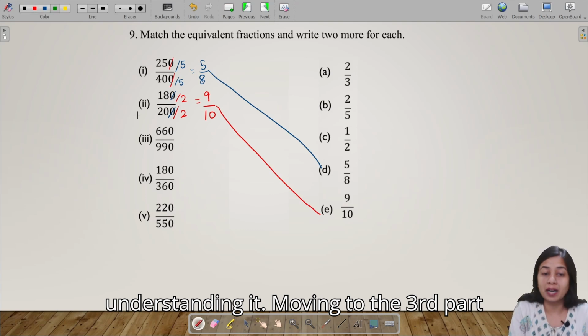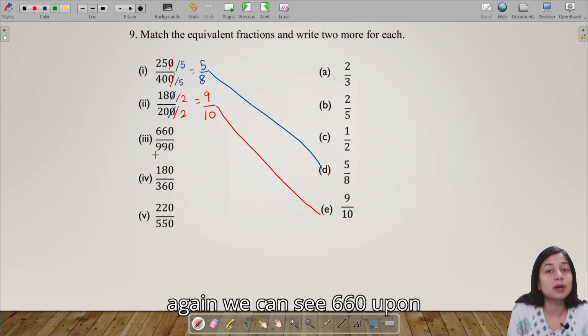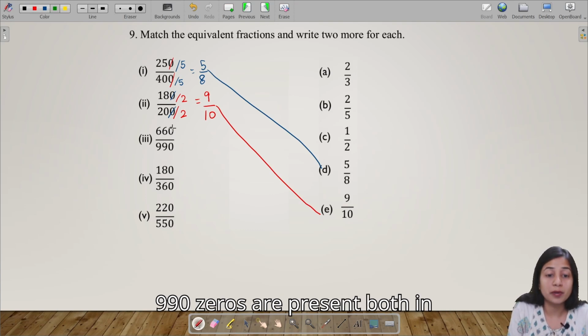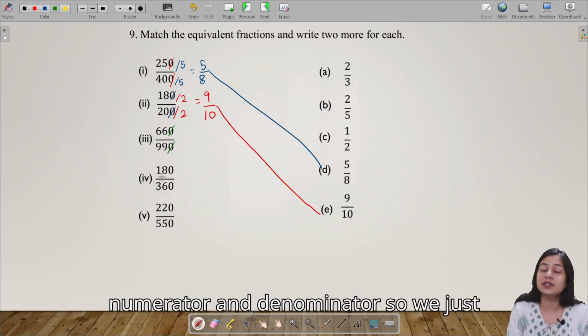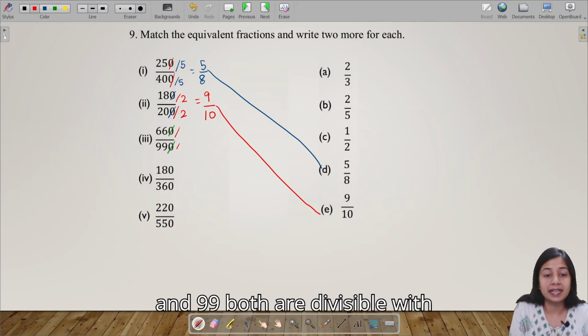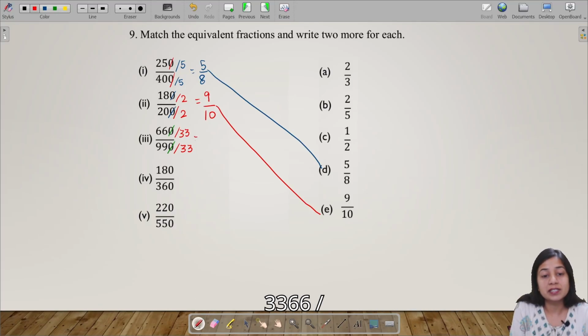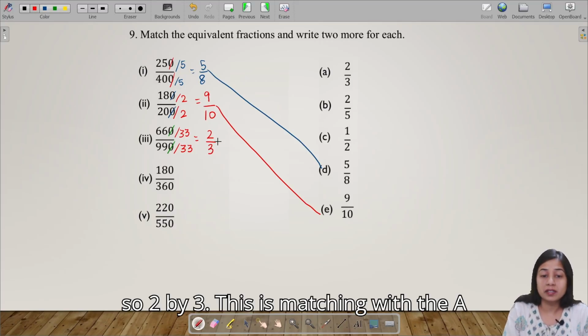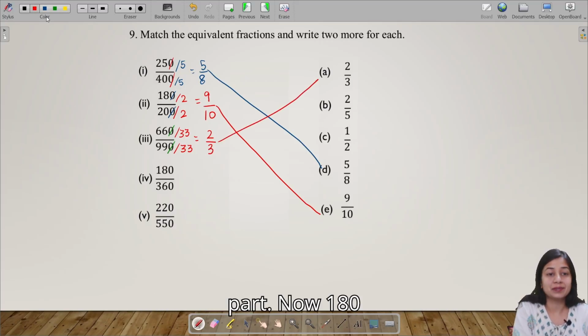Moving to the third part, again we can see 660 upon 990. Zeros are present both in numerator and denominator, so we just cancel them. And then we can see that 66 and 99 both are divisible by 33. 66 divided by 33 gives me 2. 99 divided by 33 gives me 3. So 2 by 3, this is matching with the A part.